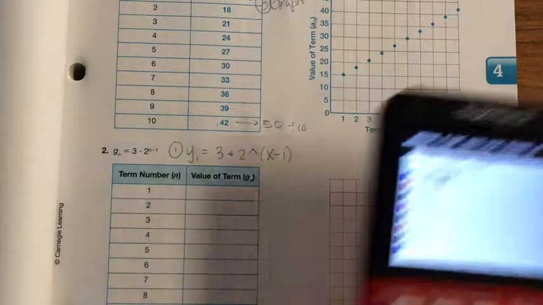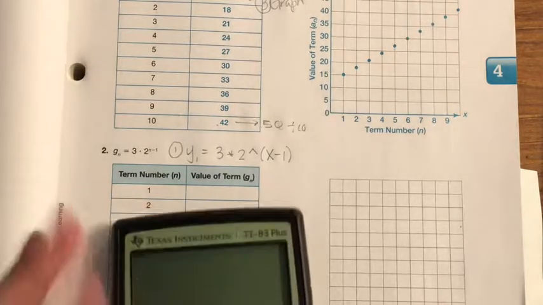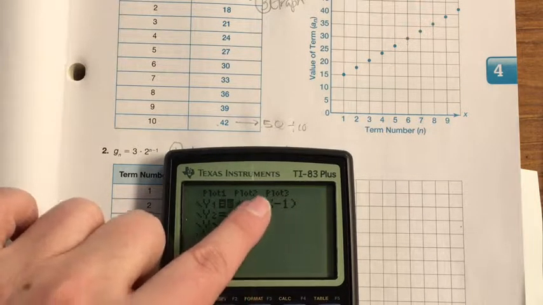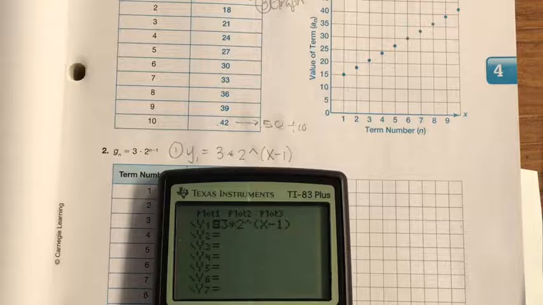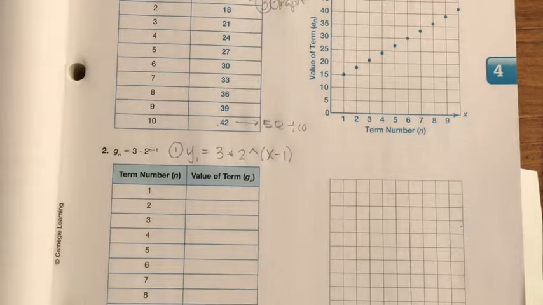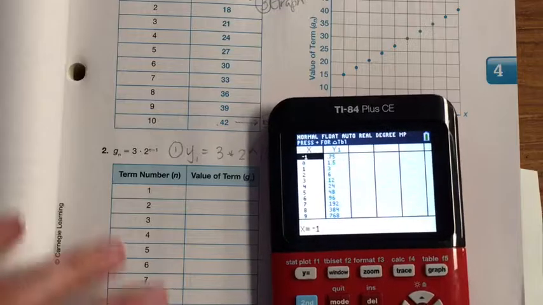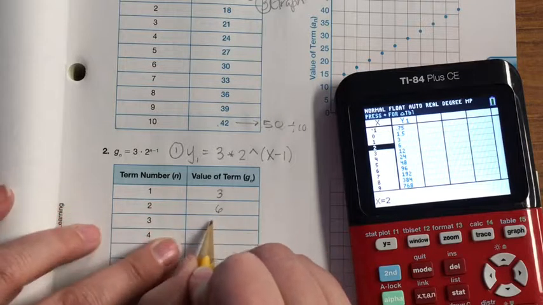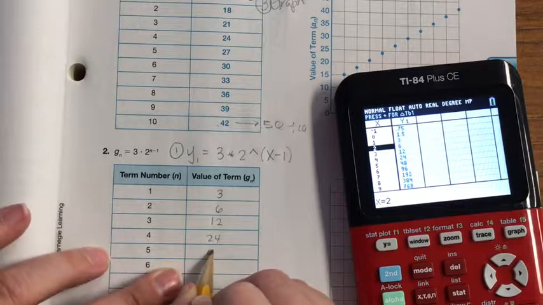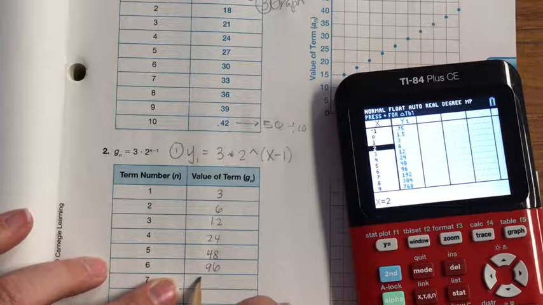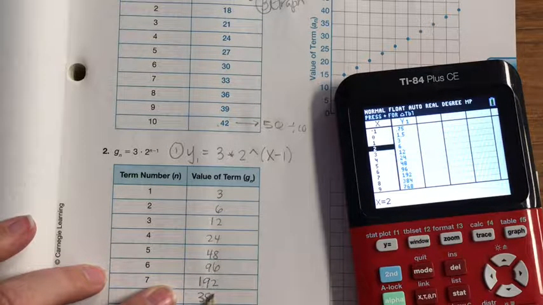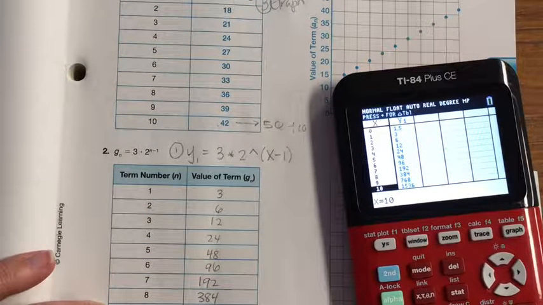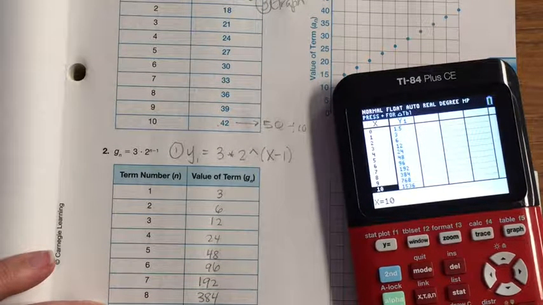If I had just one of these calculators from my drawer, then see, this one I had to do to the power of, and then I had to keep it in parentheses like that. So it just depends on the kind of calculator that you have. And then you go to the table, so second graph to the table, and you're just going to fill in the ones that go with this. So 1 goes with 3, 6, 12, 24, 48, 96, 192, 384, 768, and 1,536.